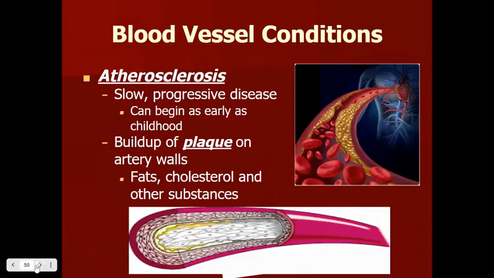Some blood vessel conditions and concerns. One is called atherosclerosis. This is a slow, progressive disease. Usually we hear about this in older individuals, but since it's a slow, progressive disease, it can begin as early as childhood. And this is when there's a buildup of something called plaque on the artery walls. Plaque is a combination of fat, cholesterol, and other substances.